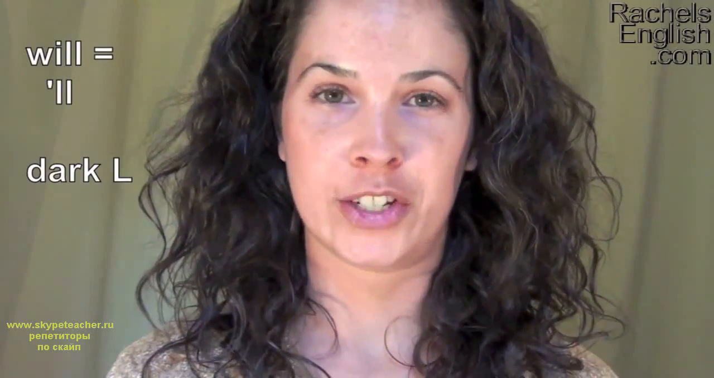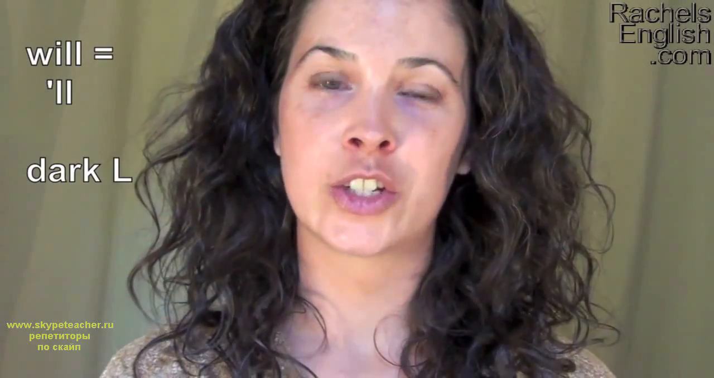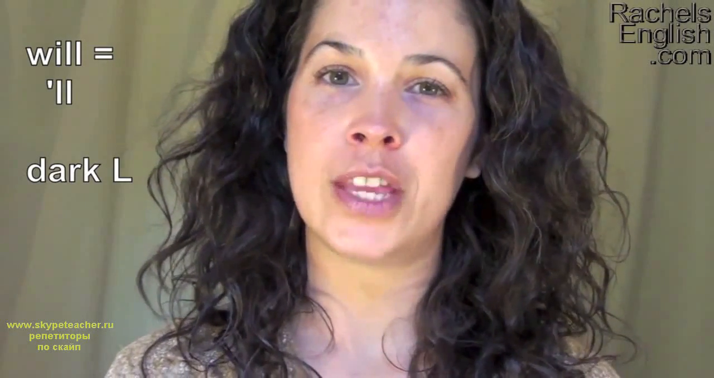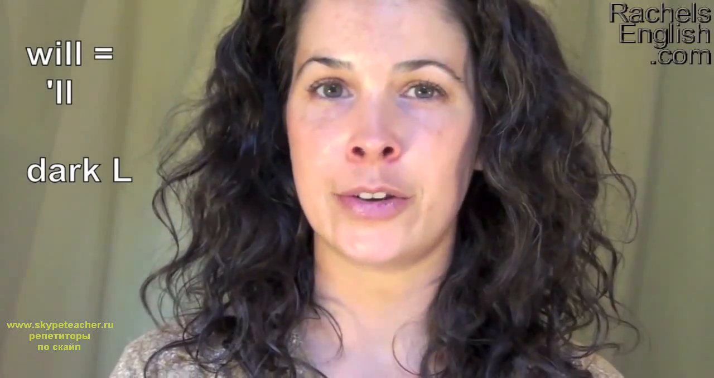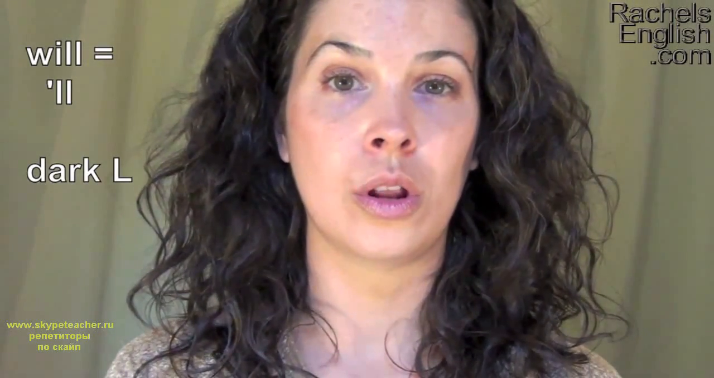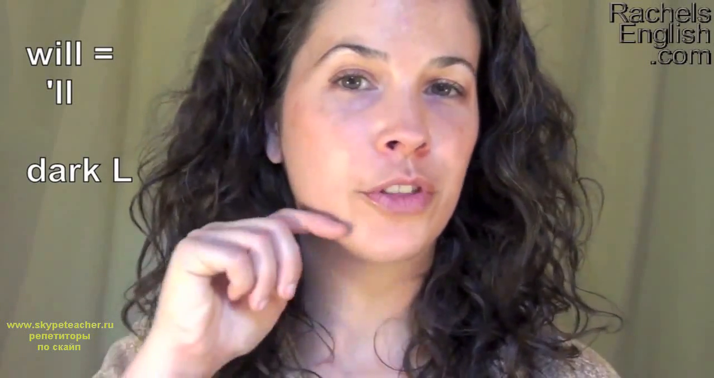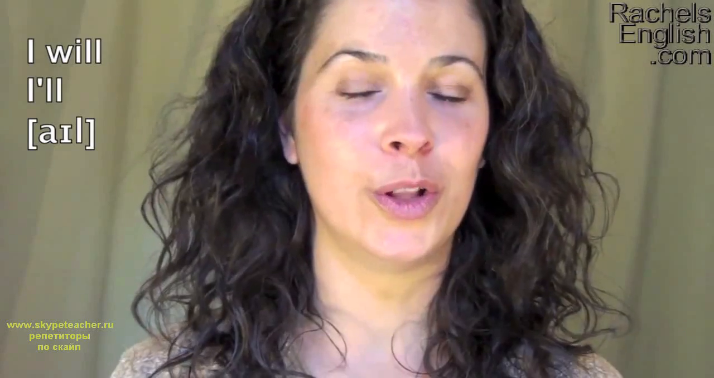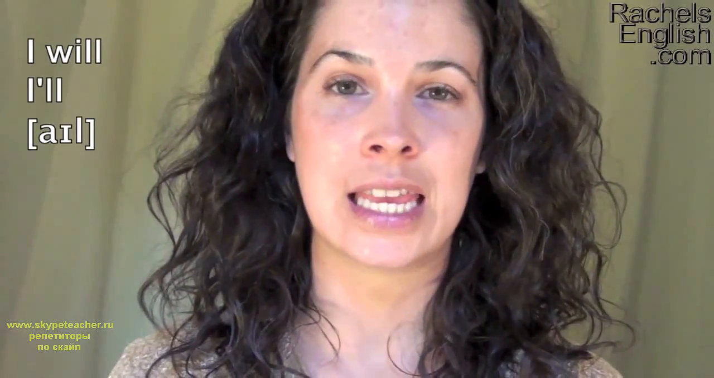The will contractions. All of these contractions have a dark L that is added at the end. As I've said before, the dark L has a vowel-like sound that's not written in IPA, before the tongue moves up into the final position. So let's take an example, I, I'll, that dark L sound on the end. I will, I'll be there soon.